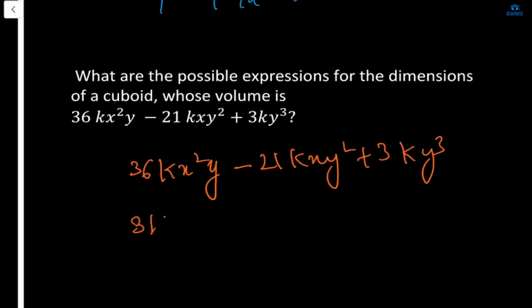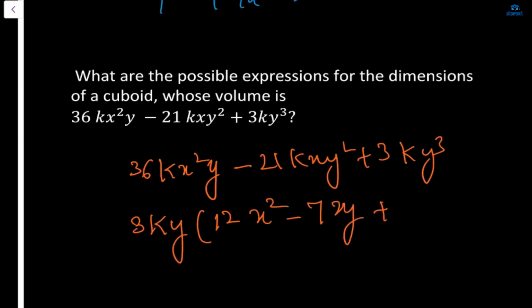So what will be remaining in the first one? 12x square minus 7xy plus y square. Yes or no? So if you see here, it is of the form a square plus b square minus 2ab. Yes or no?